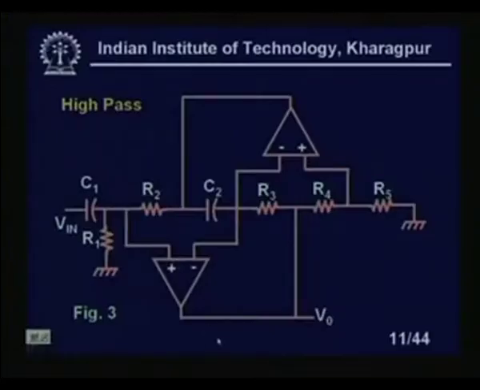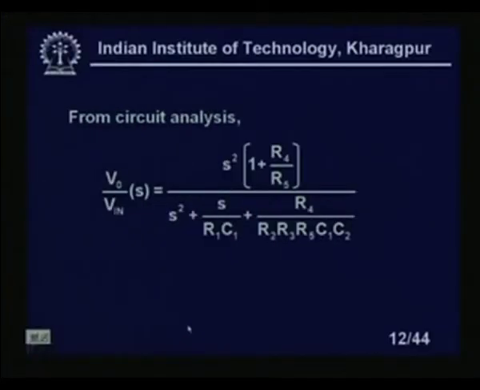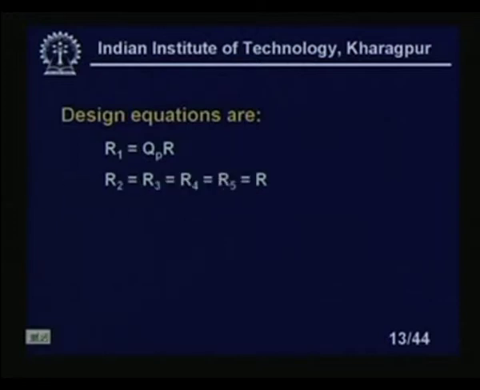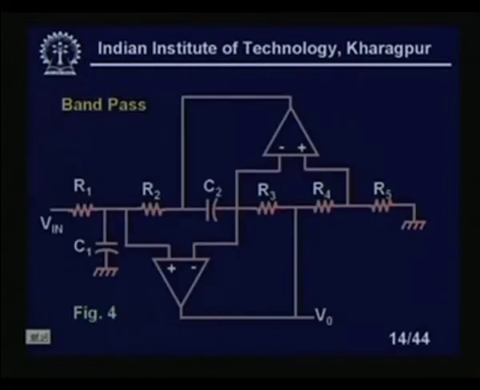You see, from circuit analysis obviously I can write S square into 1 plus R4 by R5, over S square plus S upon R1 C1 plus R4 upon R2 R3 R5 C1 C2. Now the design equations are R1 equal to Qp R, R2, R3, R4, R5 equal to R, C1, C2 equal to C, and CR equal to 1 by omega p.